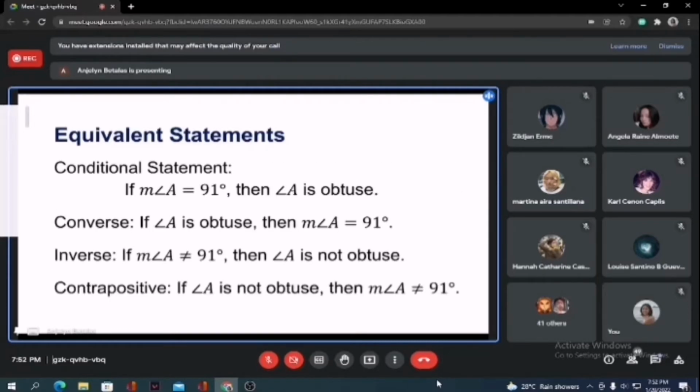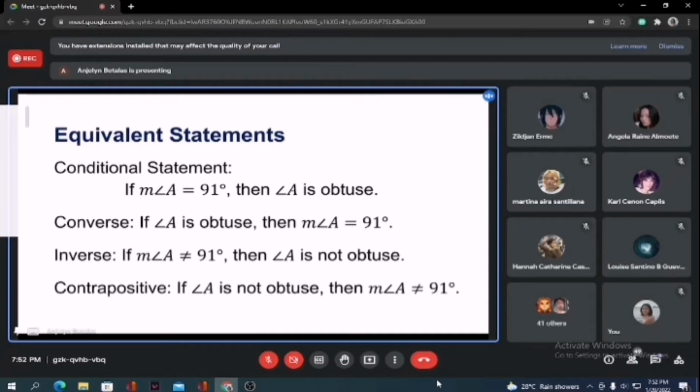If the measure of angle A is not equal to 91 degrees, then angle A is not obtuse. So, it is not equal to 91 degrees, so you can use 100. 100 degrees is a counterexample for this statement. The inverse statement becomes false because of the counterexample of 100 degrees.